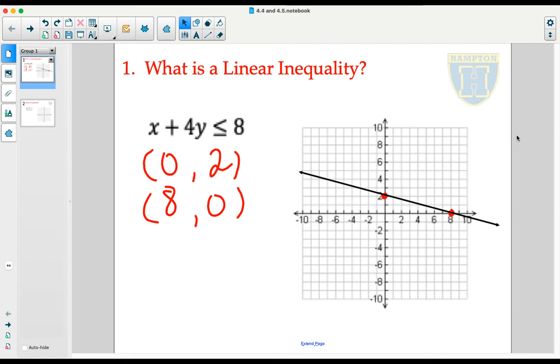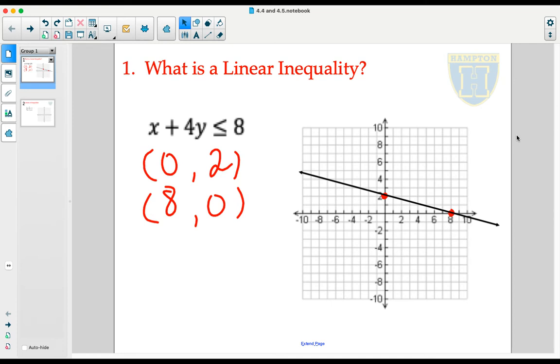Writing a linear inequality in standard form gives us another easy option for determining which way our shading should go. In this example, if I'm not super interested in figuring out the slope-intercept form of the line, I can go with the standard form that I was given. X plus 4y less than or equal to 8.